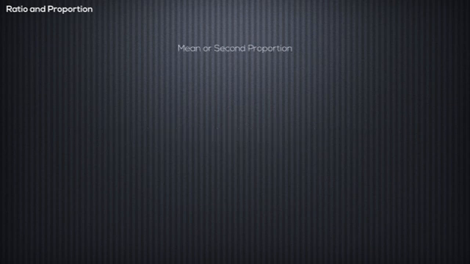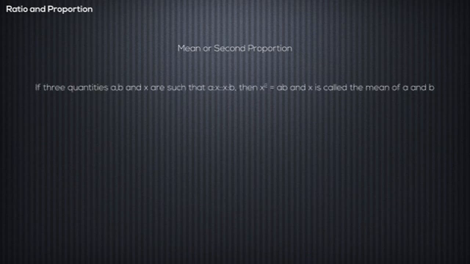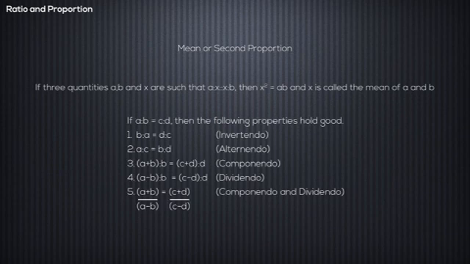Mean or second proportion. If three quantities A, B and X are such that A is to X as X is to B, then X square is equal to AB and X is called the mean of A and B. That is, if A is to B is equal to C is to D, then the following properties hold good.